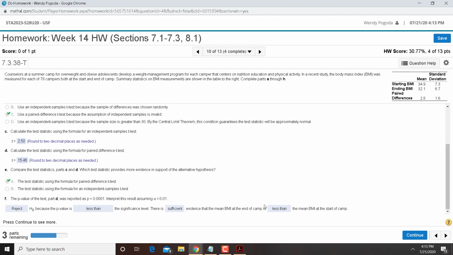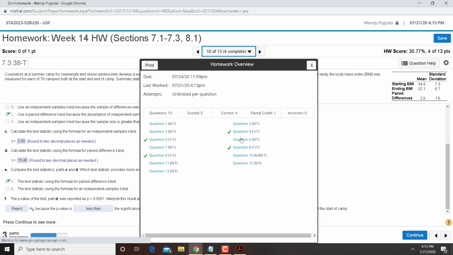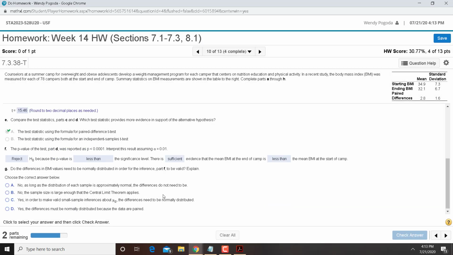All right. Let's move on to the next question. Number 12 was the next one I had planned. Oops, I forgot to do the last part here. Do the differences need to be normally distributed? No, we actually don't need the normal assumption because remember we have a large sample size, so the central limit theorem applies.